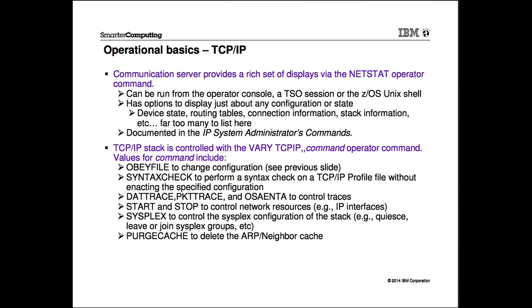Now, to operate TCP/IP, first of all, TCP/IP provides a netstat operator command. Netstat actually runs in multiple environments. It can run as a console command, it can run in a TSO session, or it can run in the z/OS Unix shell as a Unix application. If you're familiar with networking at all, there's netstat on every platform. Windows has netstat. They all have netstat. Netstat is pretty much the standard way of displaying TCP/IP information, and we provide a huge set of displays. You can display just about anything with netstat.